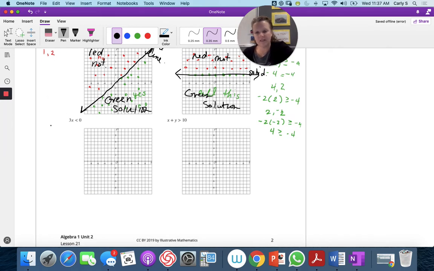If we did this one, let's just do it really quick. Any ordered pairs. So I'm going to pick a positive. 3 times 2, is that less than 0? No. So that would be red. Over 2 up 2. Let's do another one. Let's do a negative, negative. Negative 2 comma negative 2. 3 times negative 2 is less than 0. That is true. So that has to be in green.